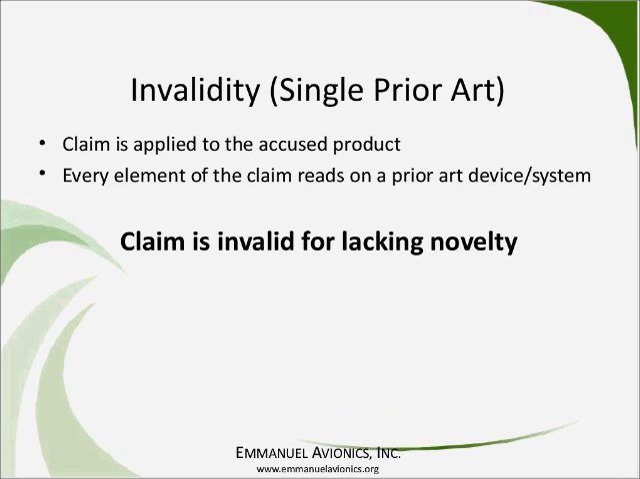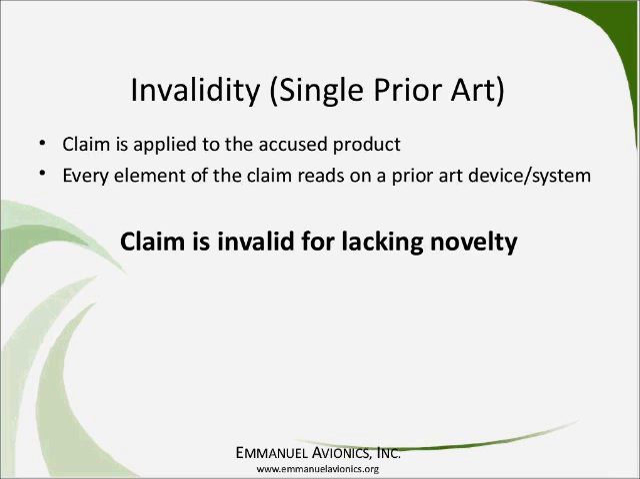Now we move on to invalidity, which is simple in the case of a single prior art. The claim is applied to the accused product, and then if every element of the claim reads on a prior art device or system, in that case the claim is invalid because it lacks novelty.